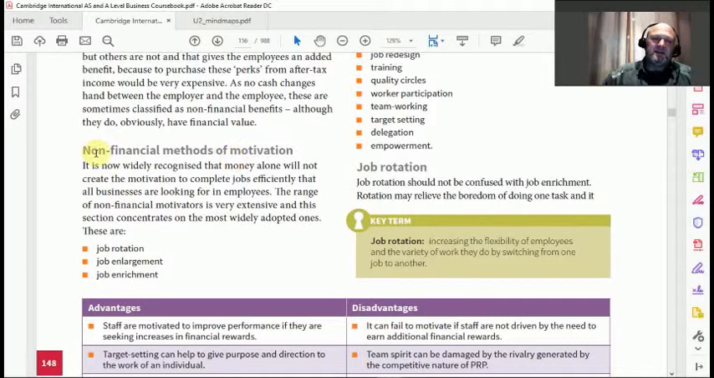And then, of course, this is a chapter all on its own: non-financial methods of motivation. We spoke about job enrichment. We'll go into a bit more depth, but also job enlargement and job rotation. We'll catch that up in the next chapter.